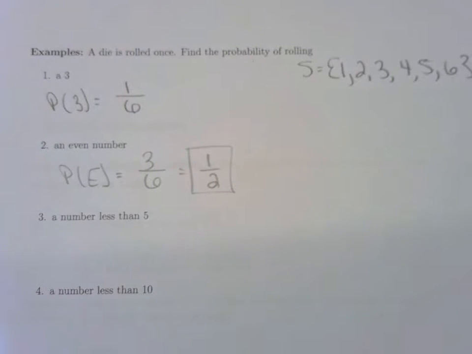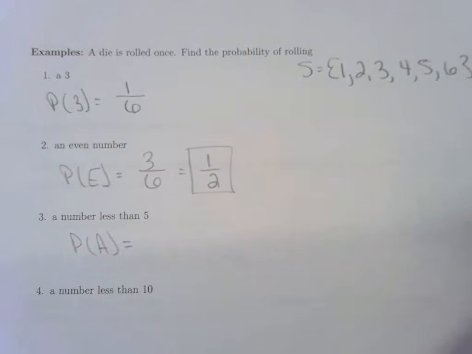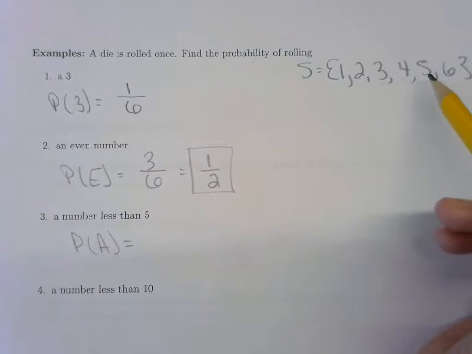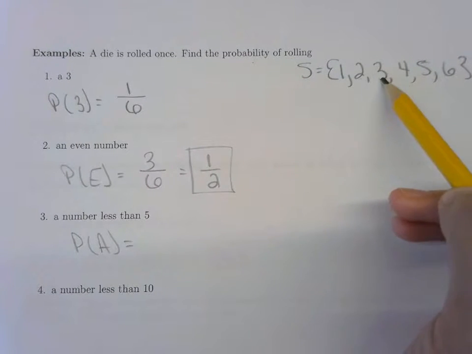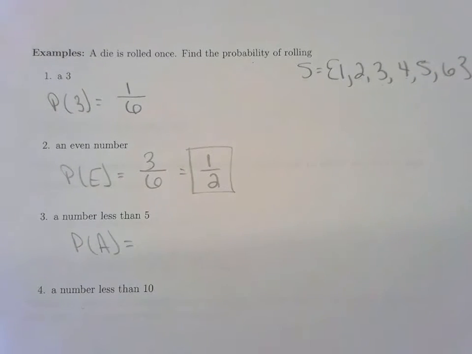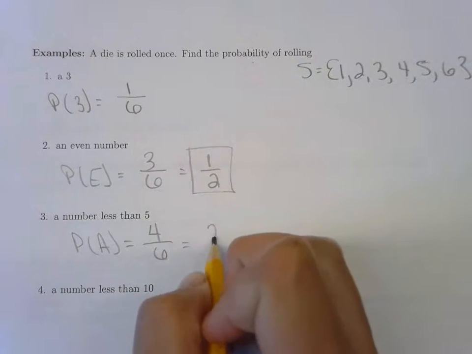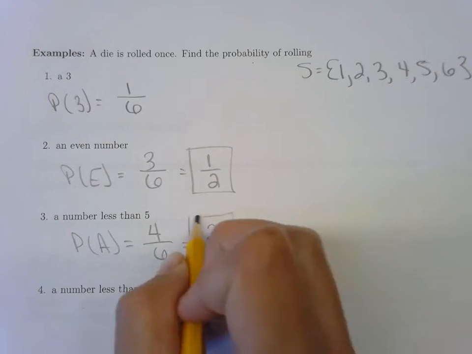A number less than 5. I'm going to name this A here. Less than 5, that would be 1, 2, 3, and 4. We don't include 5 because it doesn't say less than or equal to 5. So that's just 4 there. And again, our number in our sample space is 6, so this would reduce to 2/3.